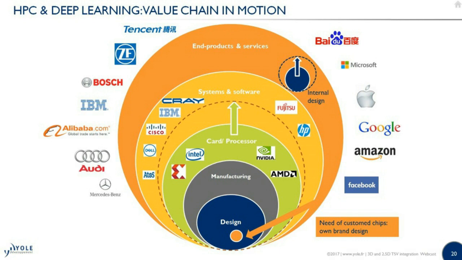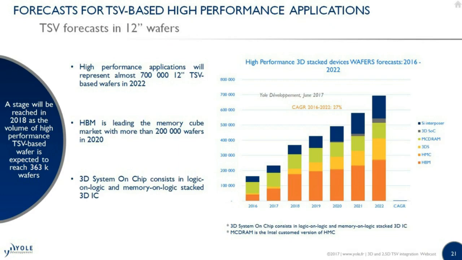In terms of market, what does it mean? Yole estimates that the size of the market in 2018 will be around 360,000 TSV wafers, 12-inch. So it can be considered a niche market, but when you consider the value of the wafer, whether it is an interposer or a memory with TSV inside, the value of the business is quite important. And you can see that we have a growth of about 27% in the next 6 years. So it's a market that has taken off progressively.